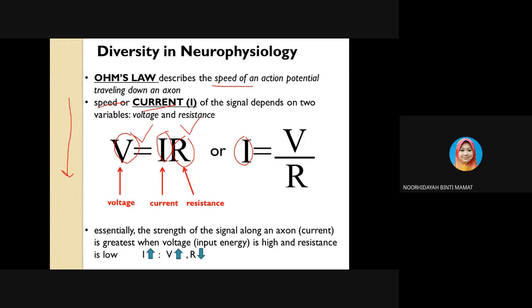So essentially, the strength of the signal along the axon, which is the current, is greatest when the voltage, which is the input of energy, is high and the resistance is low. This will provide the signal of the highest current.